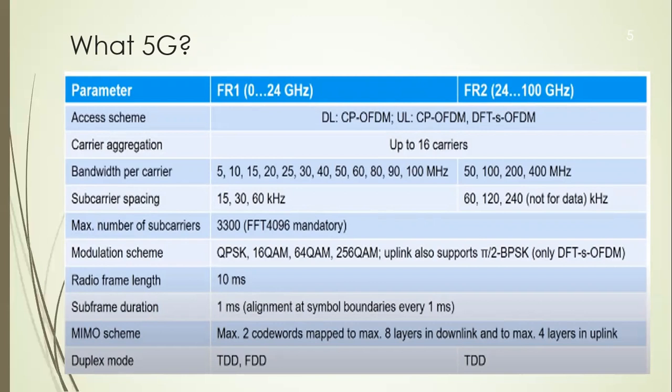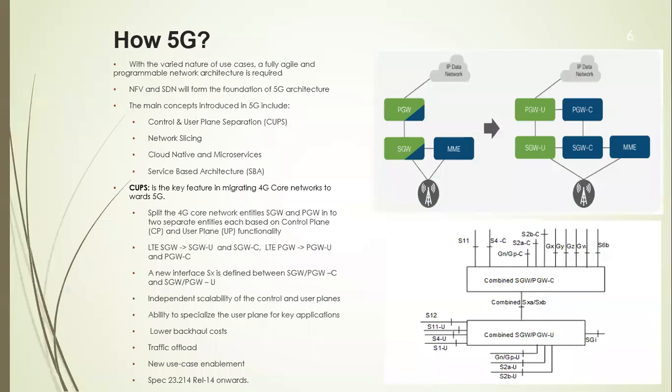And the duplex modes that we support, just like in LTE, we support TDD and FDD. But the difference is in the FR2 range, that is for millimeter waves, only TDD is supported. For sub 6 gigahertz, TDD and FDD both are supported.